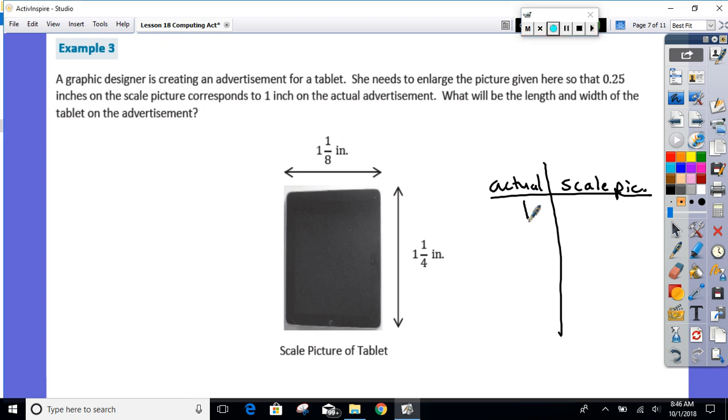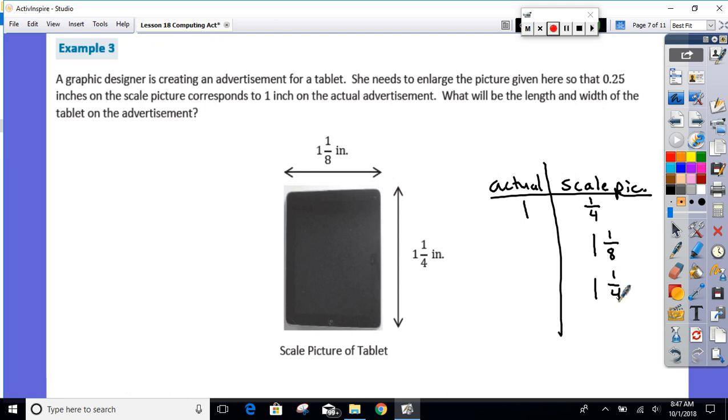1 and 1/4, 1 on the actual, 1/4 on the scale drawing. And she chose to say 1/4 instead of 0.25, which was kind of a smart thing to do because we are going to have to deal with fractions over here. It's easier to deal with fractions than decimals, so we'll leave it as 1/4. And then we have 2 more dimensions for the scale picture, so I'm going to write those dimensions in.